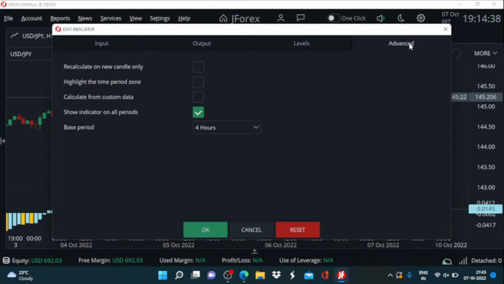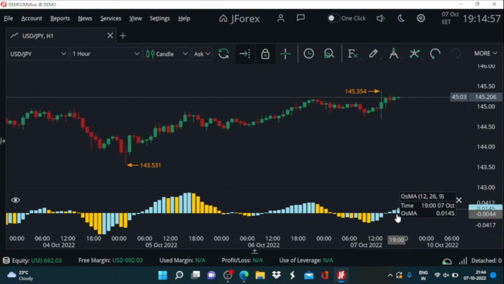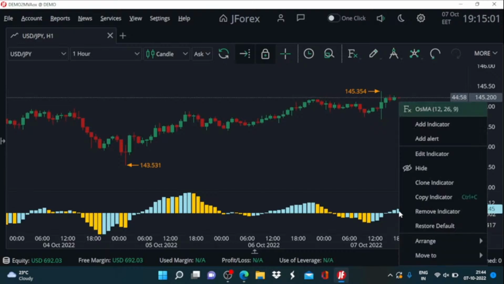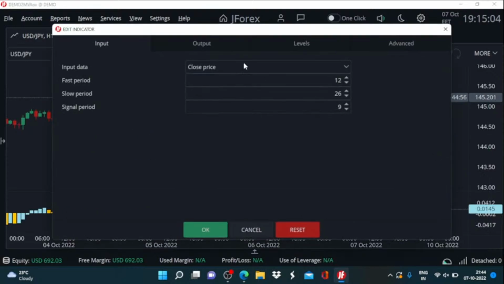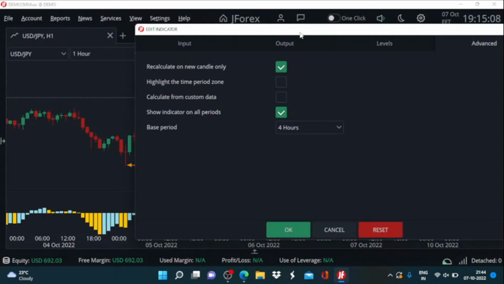Coming to the advanced editing option, if you want the recalculation to be done only once for the current candle period, then you have to opt in for this, and whatever output is calculated at the start of the current candle period will remain valid throughout the current candle period, and it won't be changing till the plotting of a new candle. If you want the calculation period to be highlighted, you have to opt in for this.